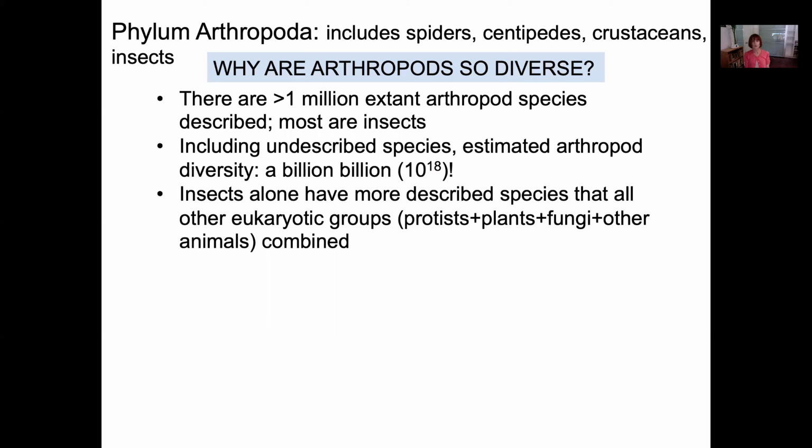And so before we look at some of the characteristics of some of these groups, it's worth asking more generally, why is it that arthropods are so diverse? What explains their phenomenal diversity when other groups, like the group that centipedes belong to, are not nearly so diverse? All right.